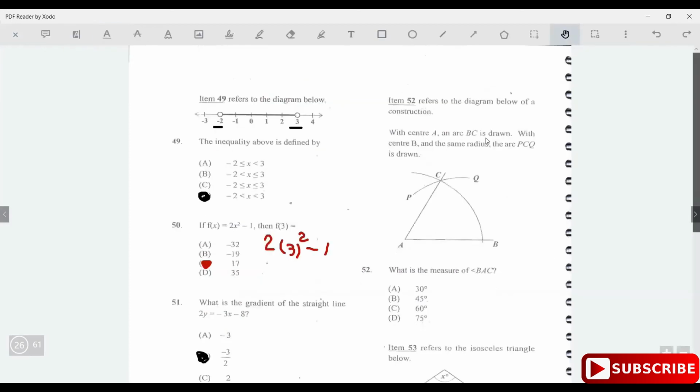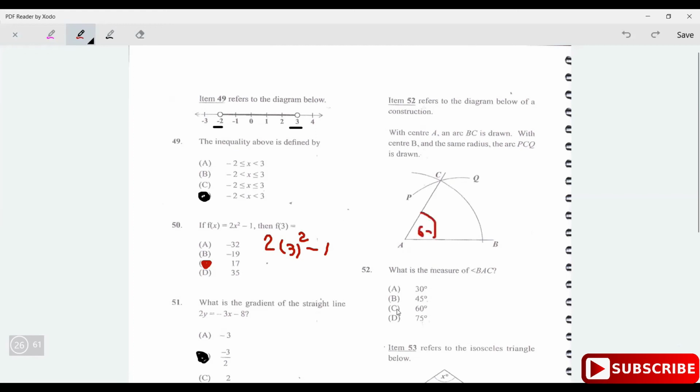Question 52. With center A and arc BC drawn, with center B and the same radius, the arc PCQ is drawn. What is angle BAC? That's 60 degrees. So swing an arc from A, then swing an arc from B. This angle is 60. We're just forming our 60-degree angle. Easy question.